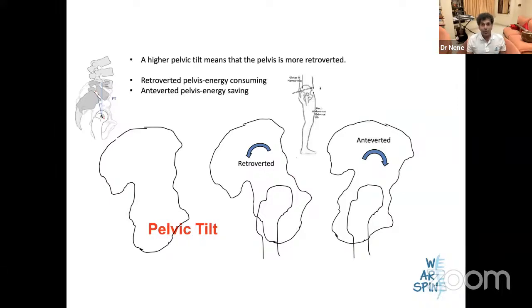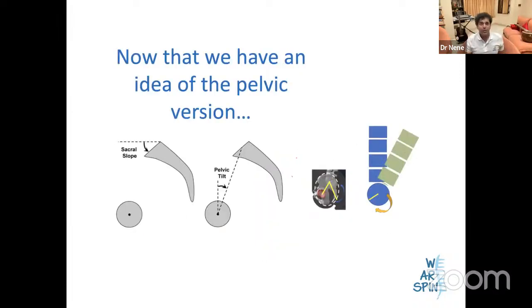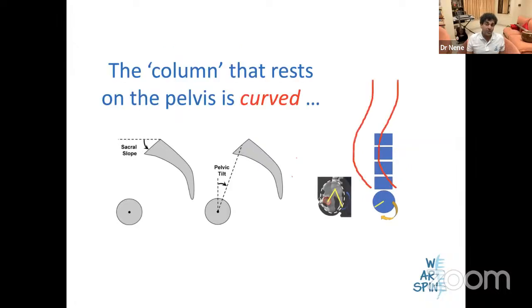Now the problem gets slightly more complicated. This is not enough. If this was enough, it would be very easy. Anyone with a more horizontal sacrum becomes a high pelvic tilt and then you're sorted. The problem is slightly different. Now that you know how the version is, the problem is that the column on which this sphere sits is a curved column.